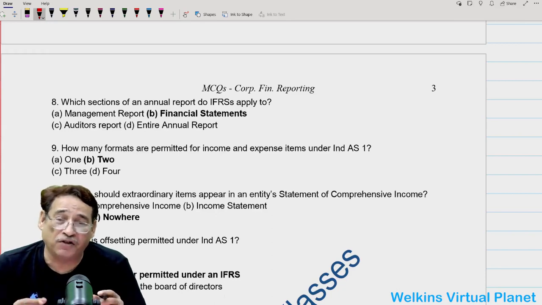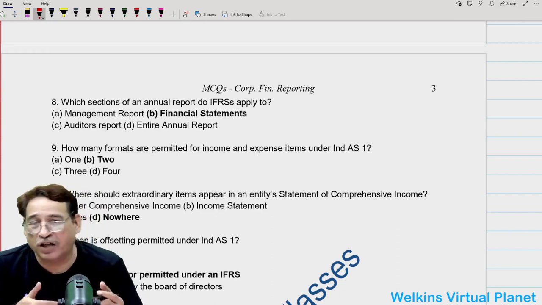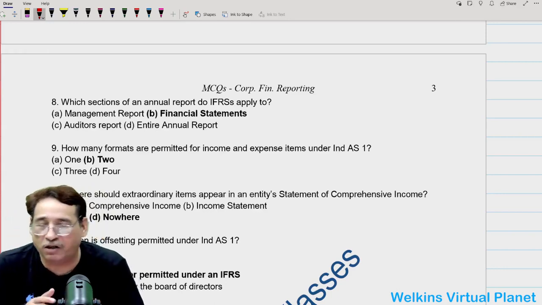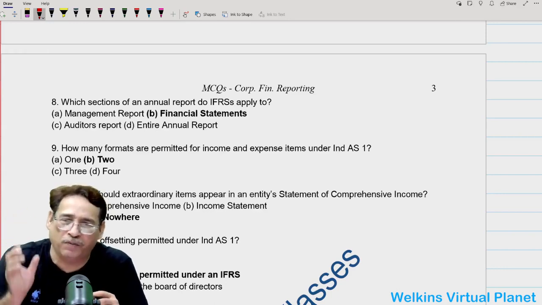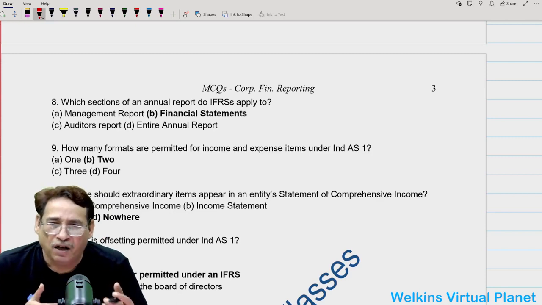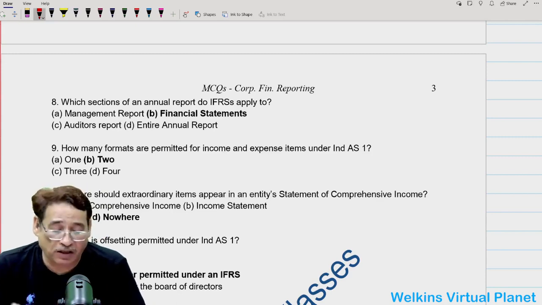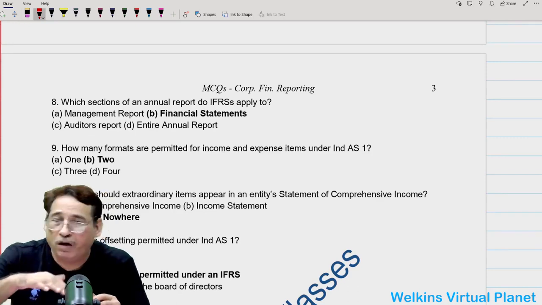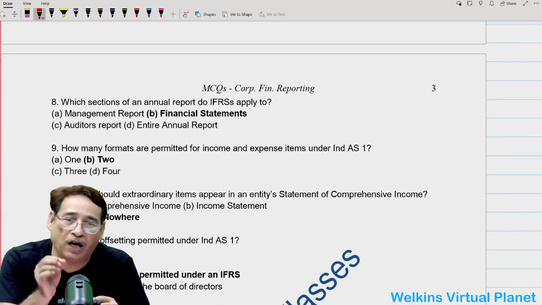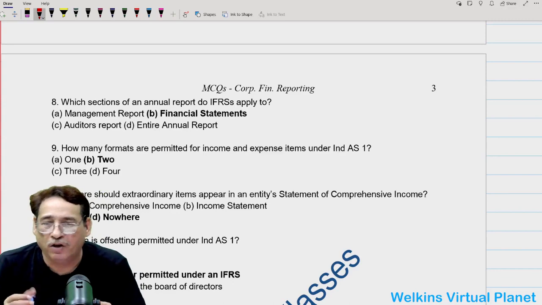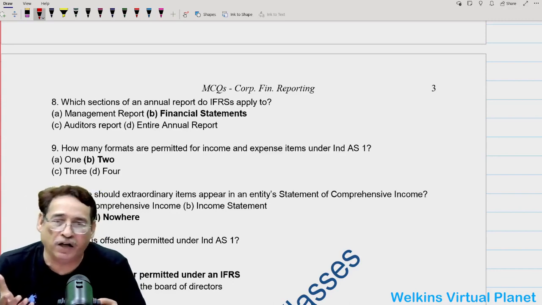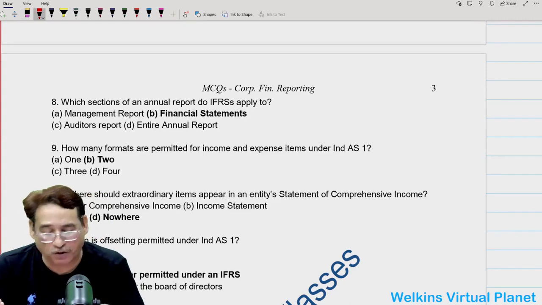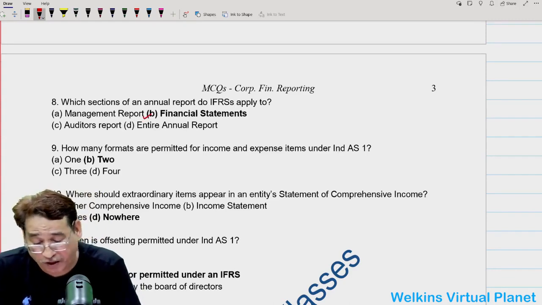There are different sections, different commentaries. Some section will be related to management reports. Some section will be related to environmental reports. Some section may be related to some other things. Correct? But the question is asking you, under the annual report, which is the section to which IFRS apply? And we know that IFRS or Ind AS apply to only what? Financial statements. So your answer should be financial statements.